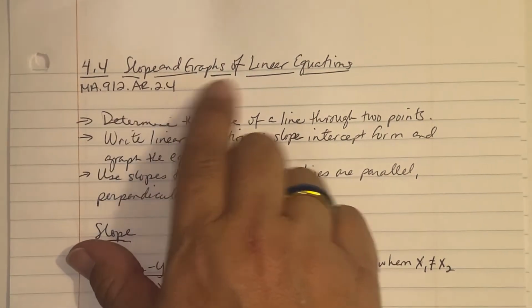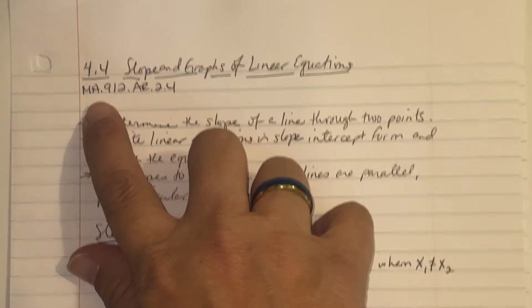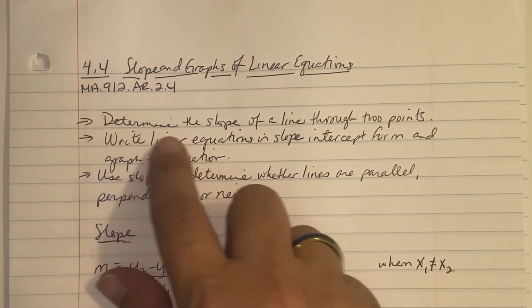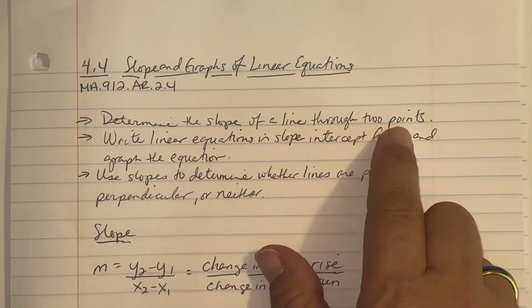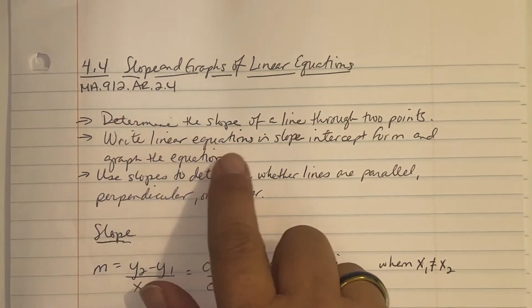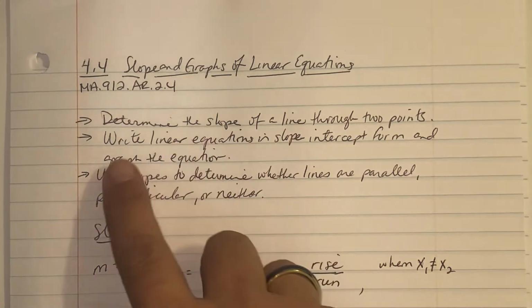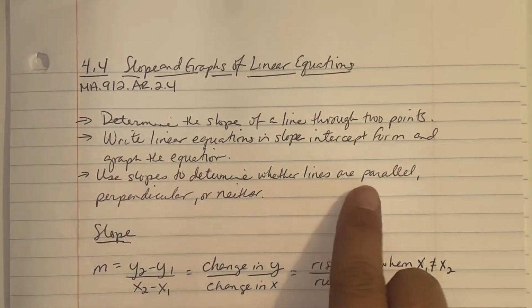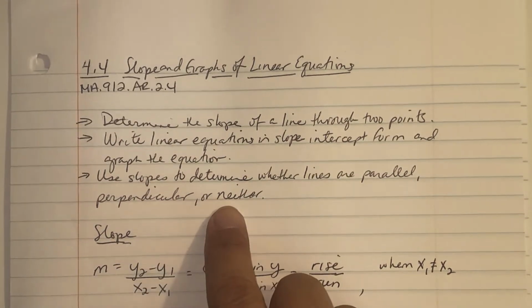4.4, slope and graphs of linear equations. So we're going to use standard MA 912, AR 2.4. We're going to determine the slope of a line through 2 points. We're going to write linear equations in slope-intercept form and graph the equation. We're going to use slopes to determine whether lines are parallel, perpendicular, or neither.